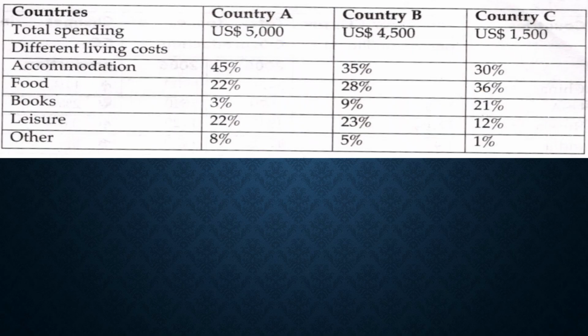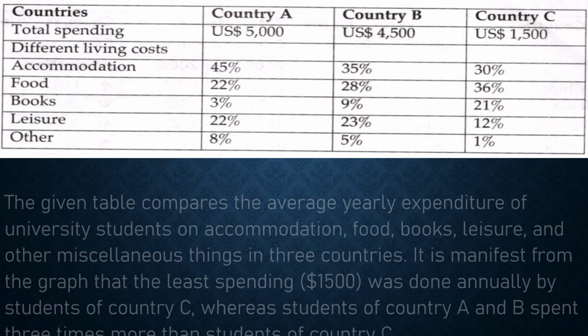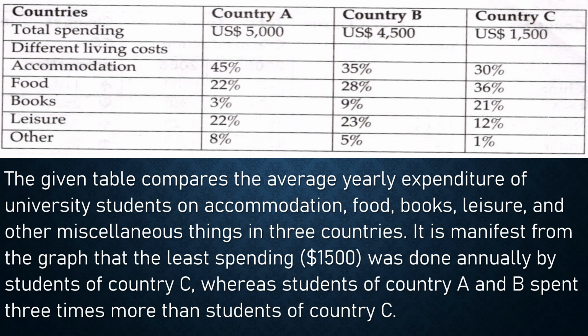So the first paragraph, as I've told you, we would paraphrase the same statement. The given table compares the average yearly expenditure of university students on accommodation, food, books, leisure, and other miscellaneous things in 3 countries. It is manifest from the graph that the least spending, that is $1,500, was done annually by students of country C, whereas students of country A and B spend 3 times more than students of country C.